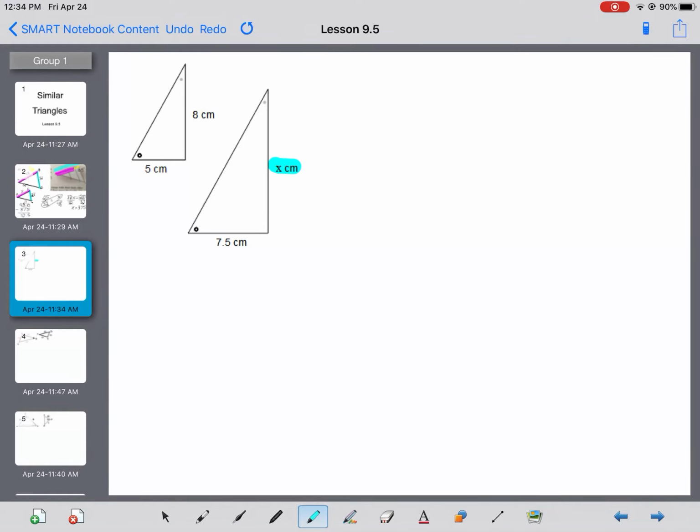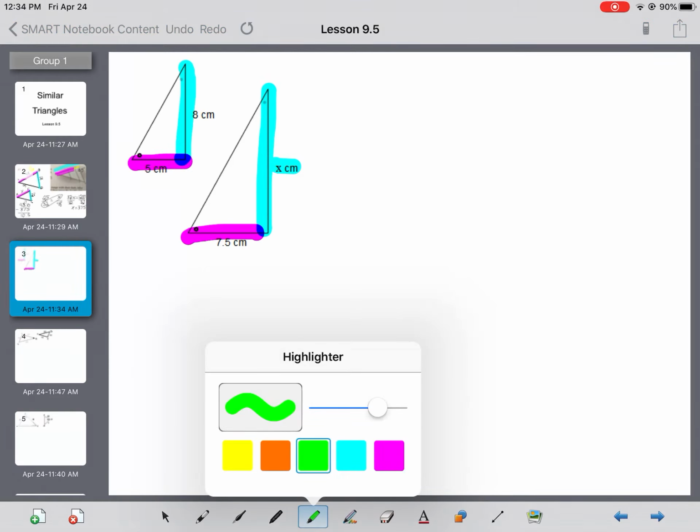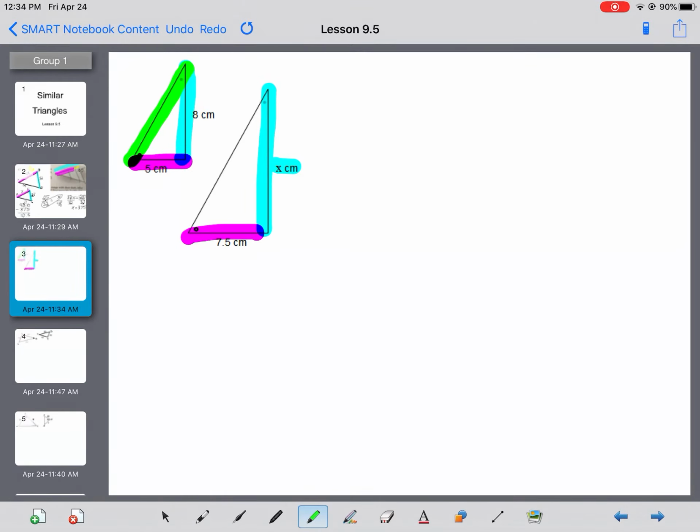In order for me to do that, I first need to think about the corresponding sides. Remember, your sides have to match up in order for this to work. So this side matches with this side. These two sides are corresponding. And then finally, these two sides over here are corresponding. Now, of course, we don't really care about the green side because there's no information there, but I just want you to see how every side has a corresponding side.